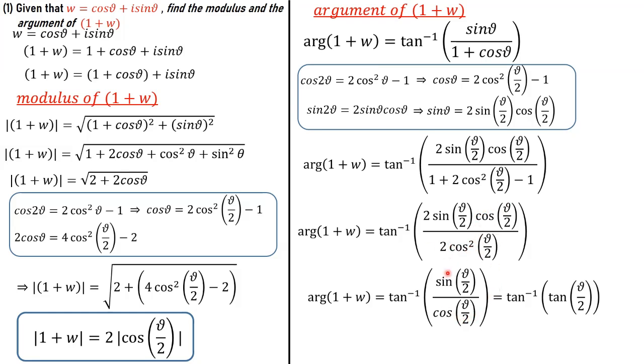We are therefore going to be left with the argument of the complex number 1 plus omega equal to tan inverse of sin theta divided by 2 divided by cos theta divided by 2, which is tan inverse of tan of theta divided by 2, because this term corresponds to tan of theta divided by 2. From which, for simplifying, we get the argument of the complex number 1 plus omega to be equal to theta divided by 2, because tan inverse of tan theta divided by 2 corresponds to theta divided by 2, which is actually what was being required for us to obtain in the next part of the equation.